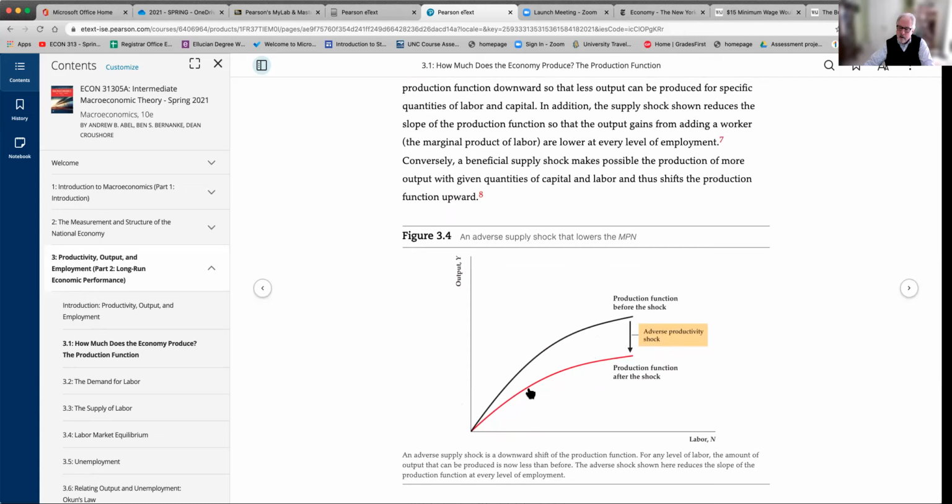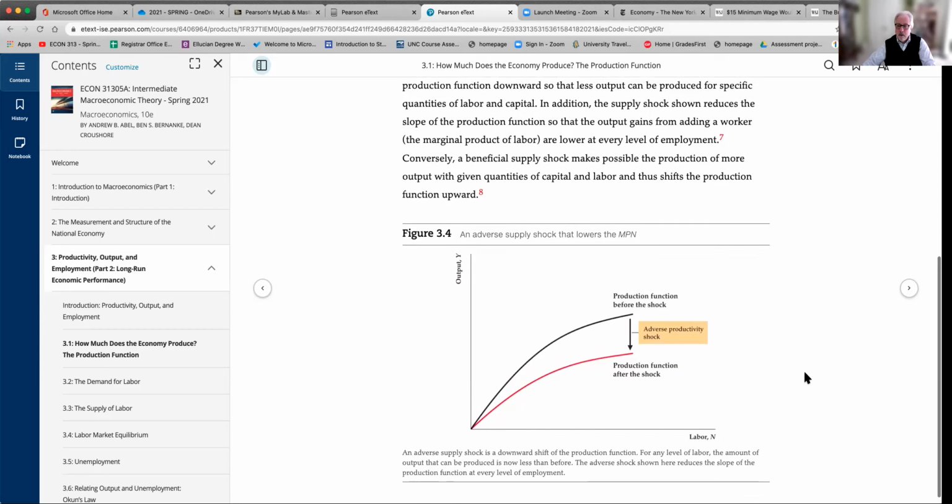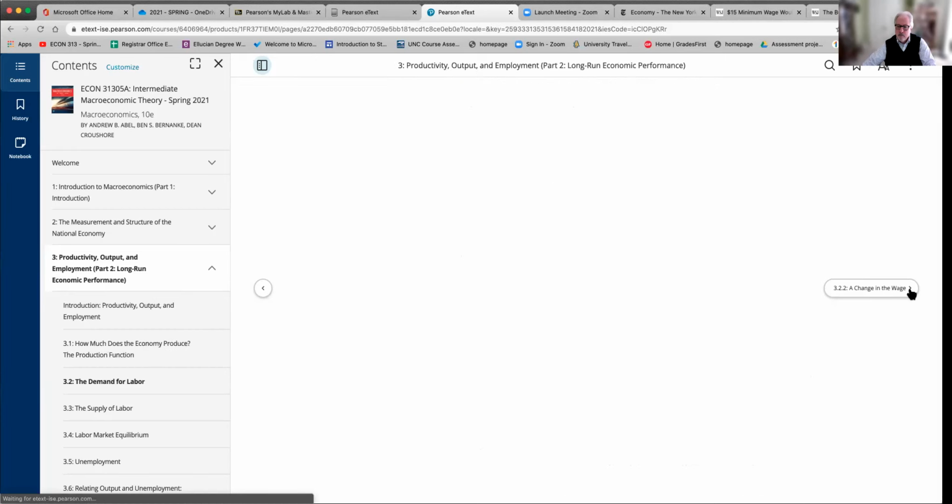When it does that, you can see that for a given amount of labor, the slope of this line is less than the slope of that line. So when there is a shift in the production function curve, there also is a change in the slope at every point on that production function. So two things happen when we shift the production function, and the fact that two things happen is really important.